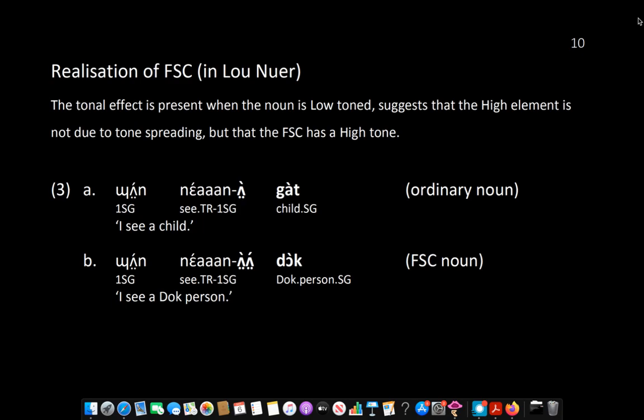Hanana gat. Hanana dog. Hanana gat. Hanana dog.